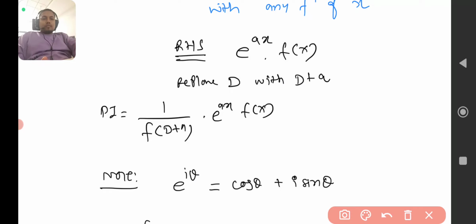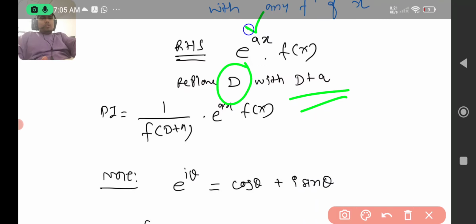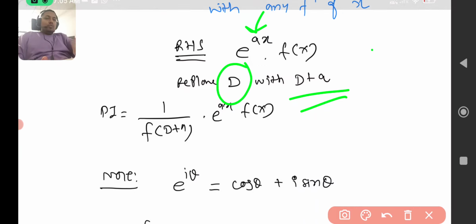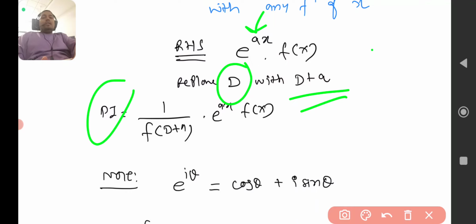So d value you will replace with d plus a, that's all. Means whatever is the coefficient of x in e power, that is your a value, you know that. So d you will replace with d plus a. So when you are writing the operator, then how are you writing the operator? Pi 1 by fd and the function. So function is e power x into fx, e power ax into fx. So from e power ax, find out a and replace this d with a, and then you go for your mathematical solution.